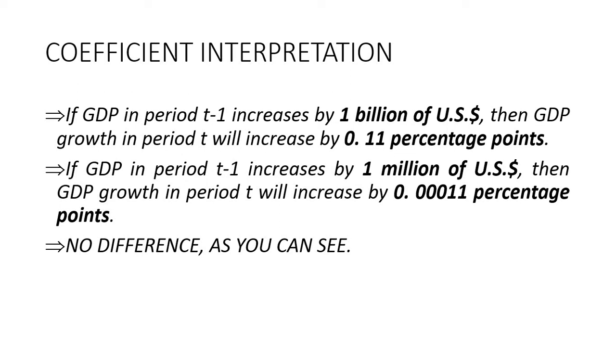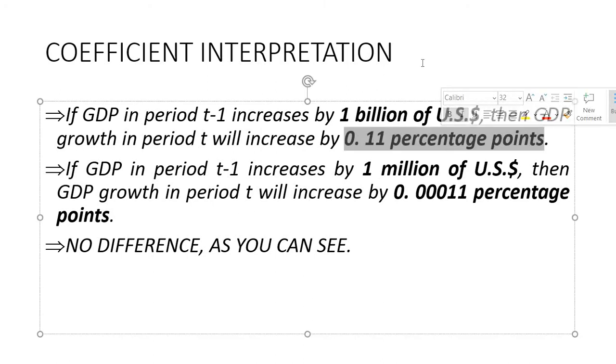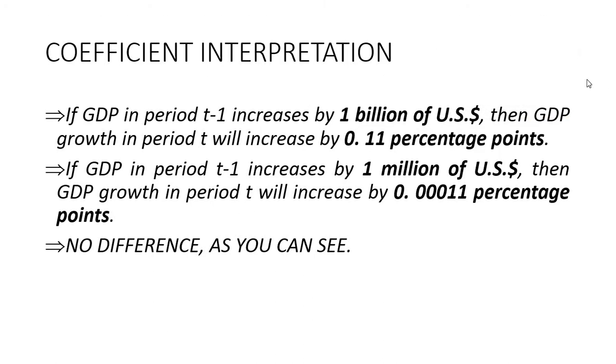Increase by 1 billion results in 0.11 percentage points increase, and increase by 1 million results in 0.00011 percentage points increase. Again, it makes no difference, but personally I just think that this way of presenting the results is more convenient, because the human mind might have some difficulties interpreting this coefficient, while this one is shorter and that's why easier to interpret.